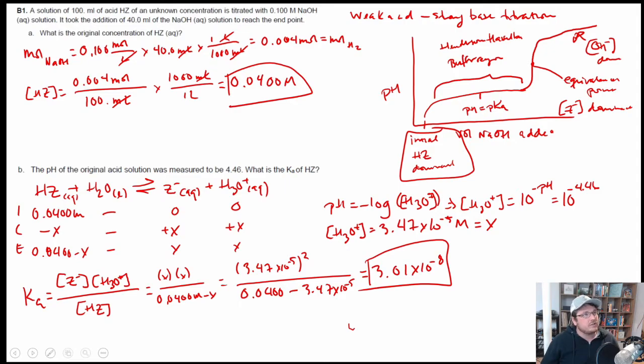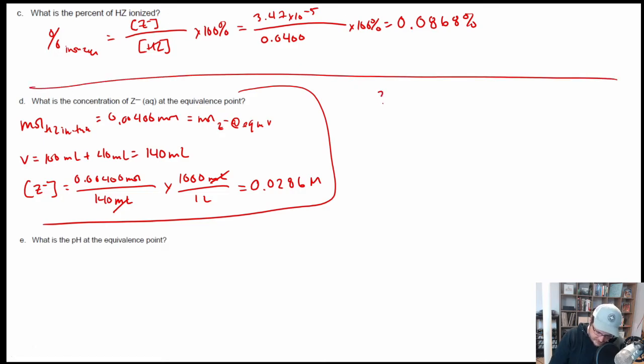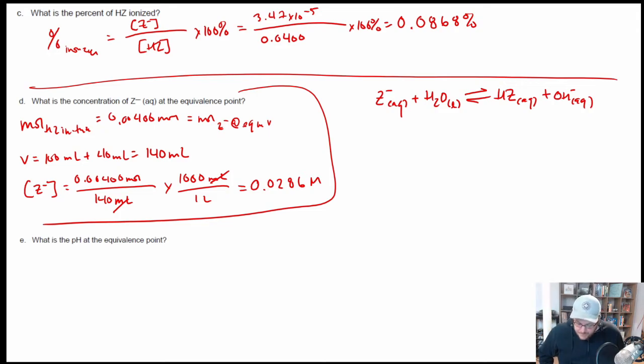And so the base dissociation equilibrium of Z minus is going to be the dominant reaction that happens. So now what we can do is simply write out what that reaction is. So I'm just going to do that right here. We have Z minus aqueous plus H2O liquid in equilibrium to form HZ aqueous plus, nope, not H3O plus, OH minus aqueous in that case.